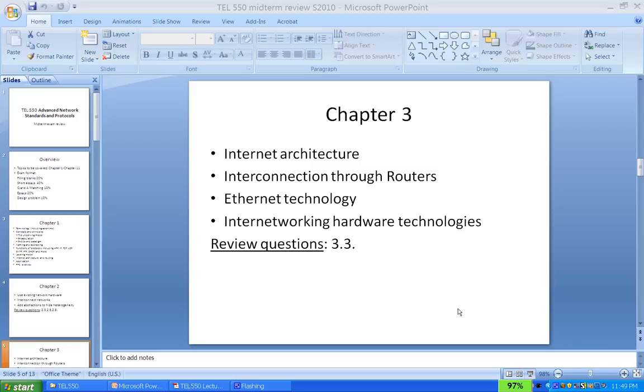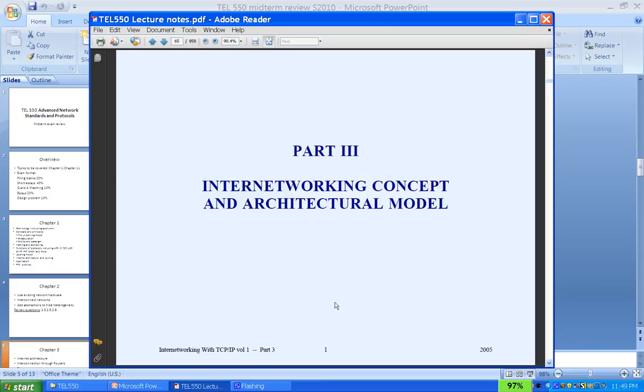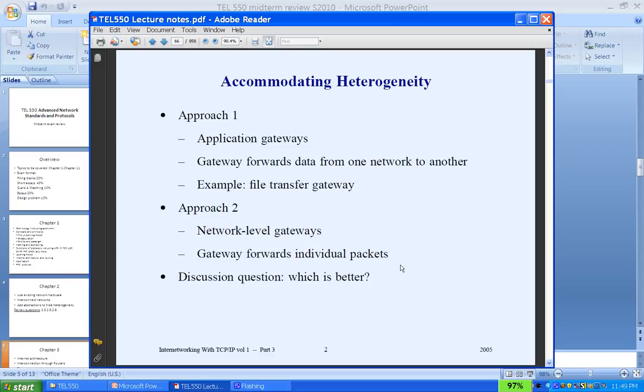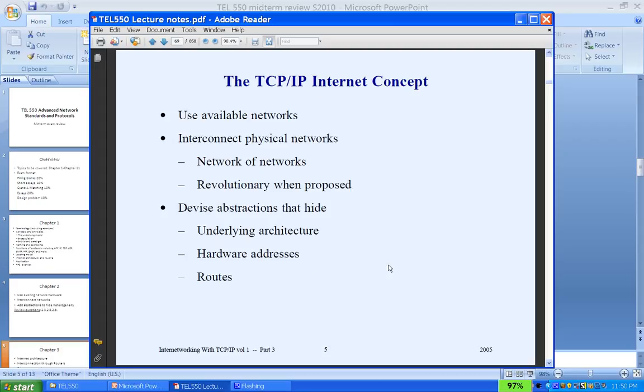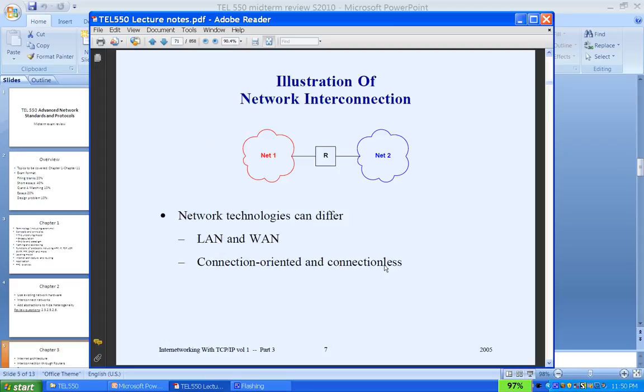In Chapter 3, our focus is on the Internet architecture and Ethernet technology. In general, we need to understand that the IP gateway or IP router plays a critical part in the Internet. We need to understand the naming and addressing strategy in the Internet.